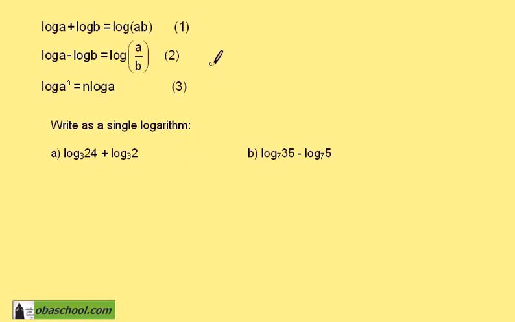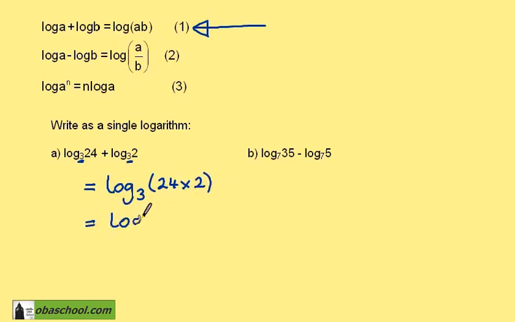We're going to use the log laws to write as a single logarithm the expressions below. Here, both bases are the same, so our laws do apply. In this case, the first law here. Log to the base 3 of 24 plus log to the base 3 of 2 is log to the base 3 of 24 times 2, which is log to the base 3 of 48.